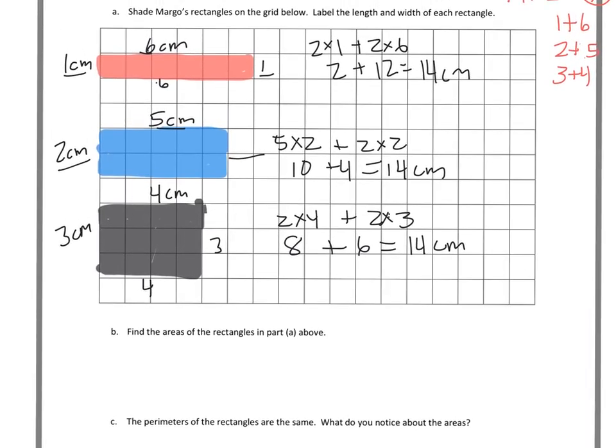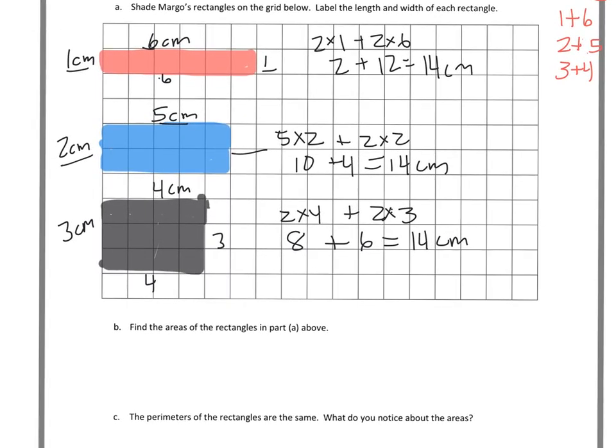Find the areas of the rectangles in part A. And I'm going to do them by color. So my first one, I know it's length times width, so I'm going to do my numbers of 6 centimeters times 1 centimeter, and my area is 6 square centimeters.